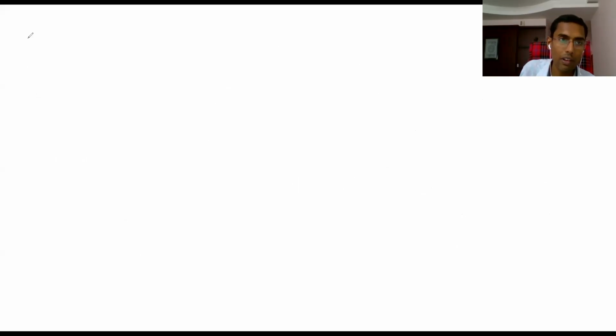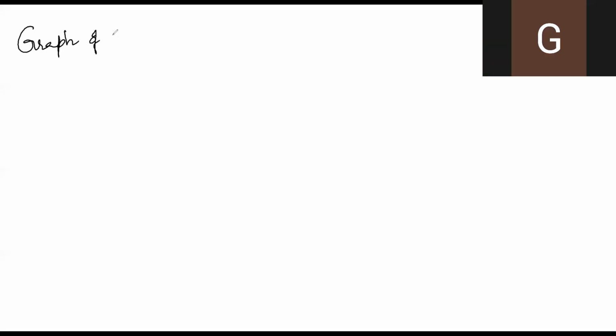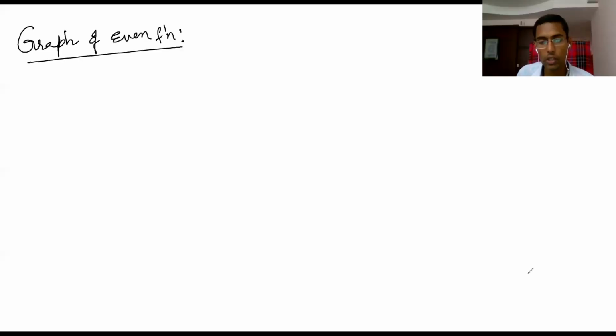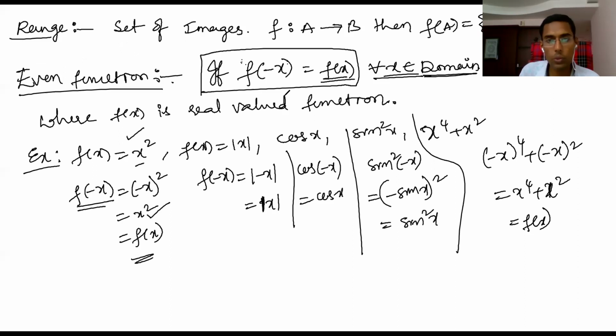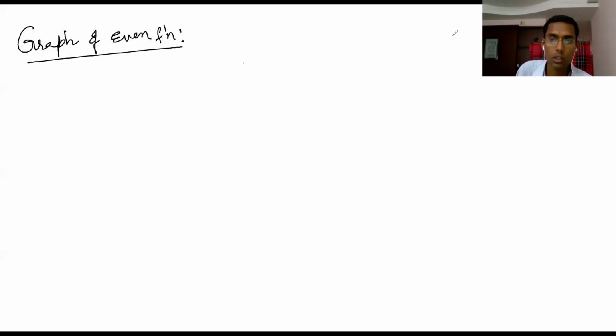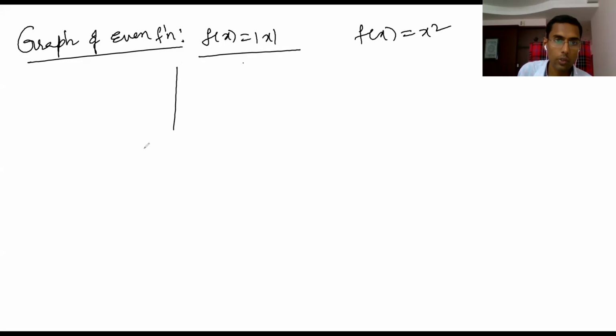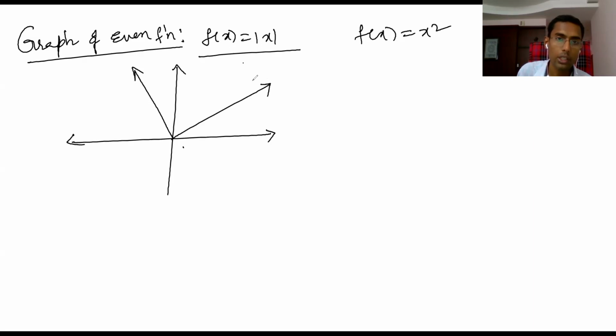Now the graph of an even function. Let's see here. Simply, if you see the graph of an even function, let's take f of x equal to mod x, and f of x equal to x square also. If you draw the graph of f of x equal to mod x, you get it like this.